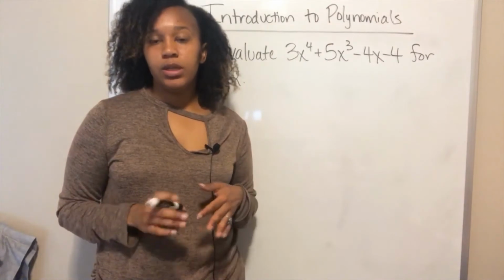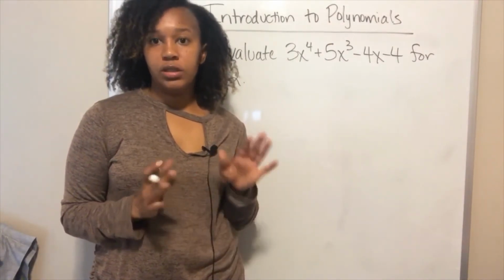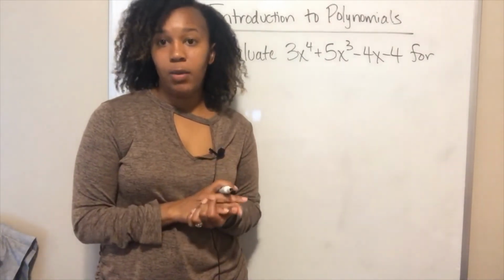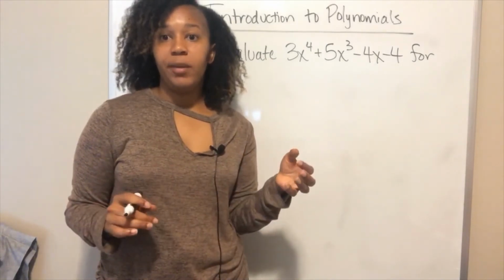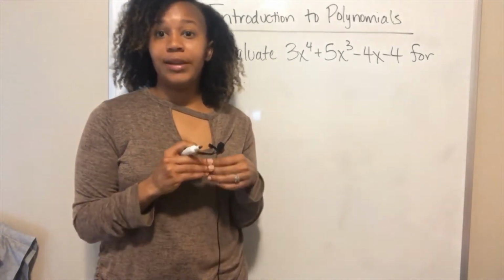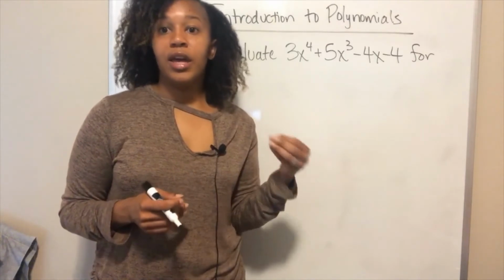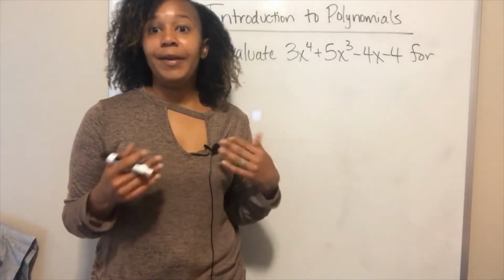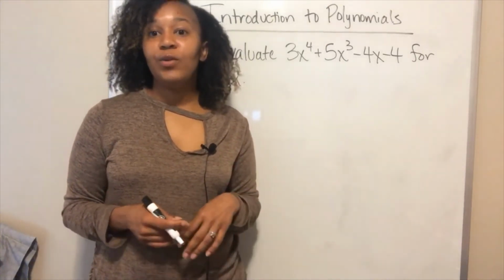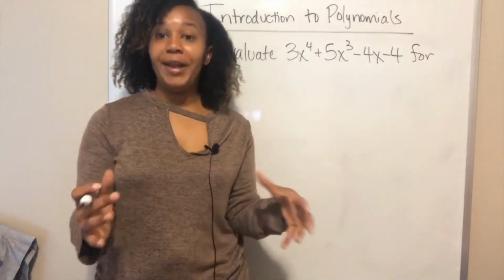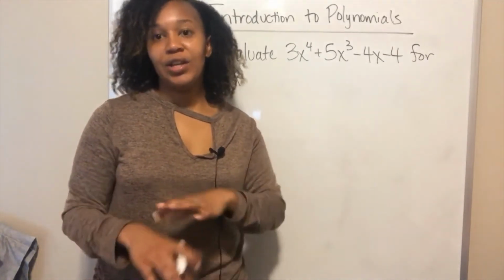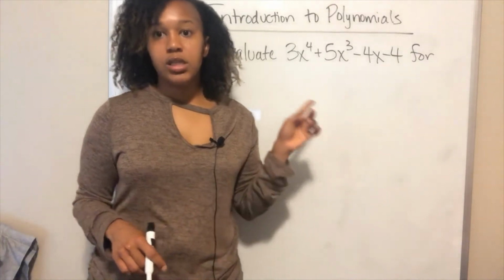Very last thing we want to talk about in regards to polynomials in this video is how to evaluate polynomials. So when you talk about evaluating polynomials, what you're doing is you're plugging in a number for the variables, and your final solution will be a number. Okay, so when you evaluate a polynomial, you're going to end up with a number as your answer, not a simplified expression. So let's look at this example.